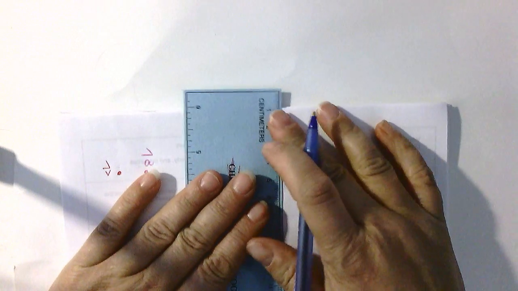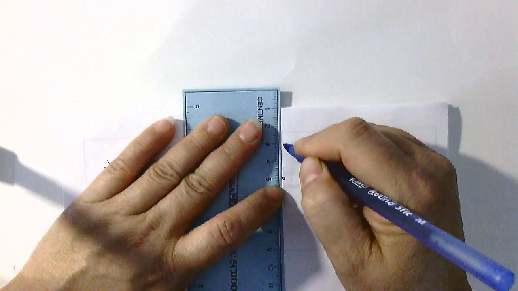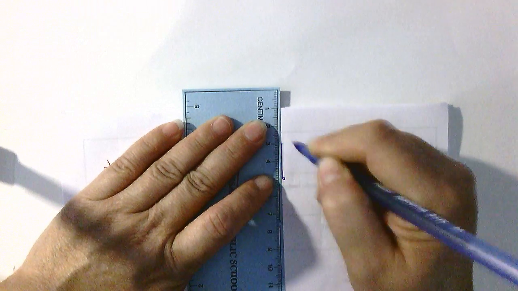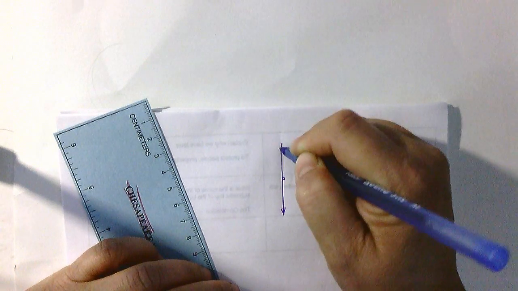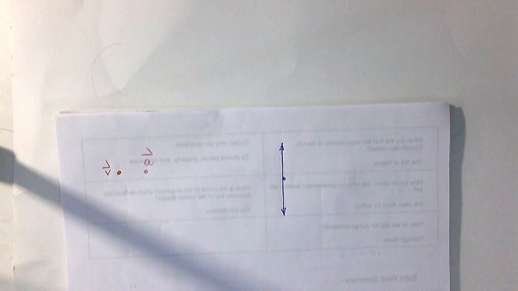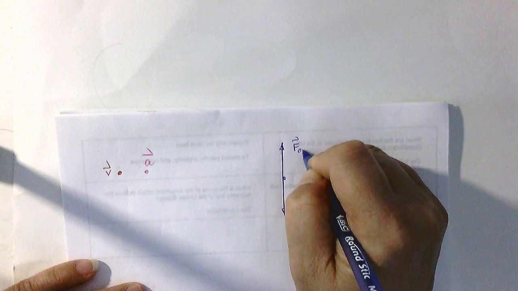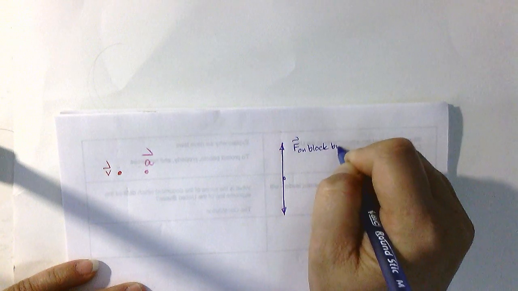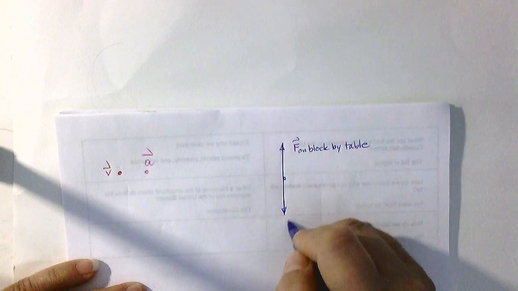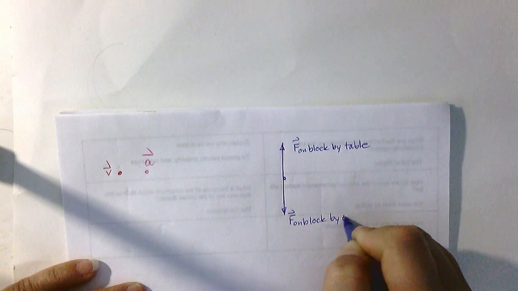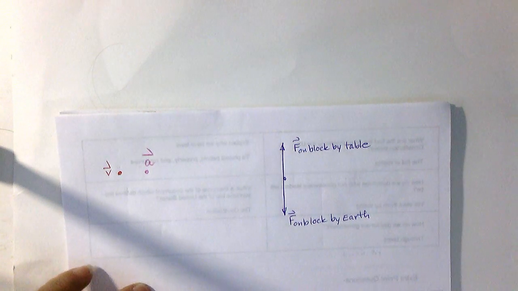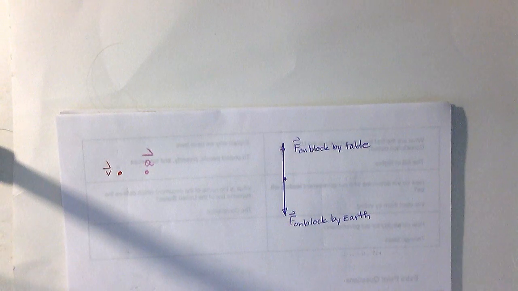Okay, so we're going to go ahead and draw our forces. And I'm going to draw my support force or my normal force going up and my weight going down. So this is force on block by table, and this is force on block by Earth. Okay, so now we're ready to solve the problem.